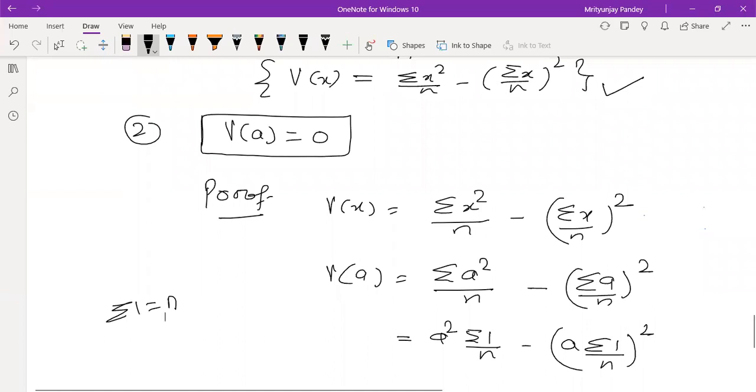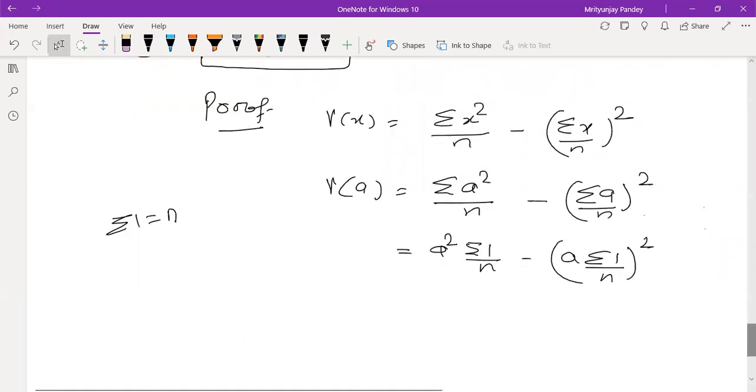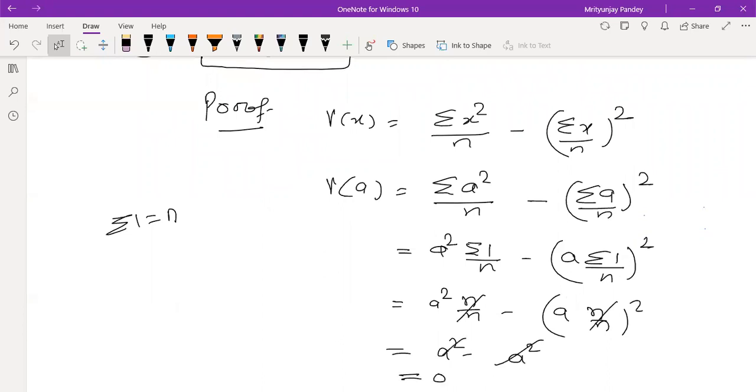So in the next line, we have to write a square n upon n minus a into n upon n, complete whole square. Now n and n cancel. So finally we will get a square minus a square. Both cancel and the answer will be 0. So finally the variance of a constant quantity is always 0. Understood this proof? Students, any doubt in this proof? Then ask me. Sir, can you please repeat both the proofs again?